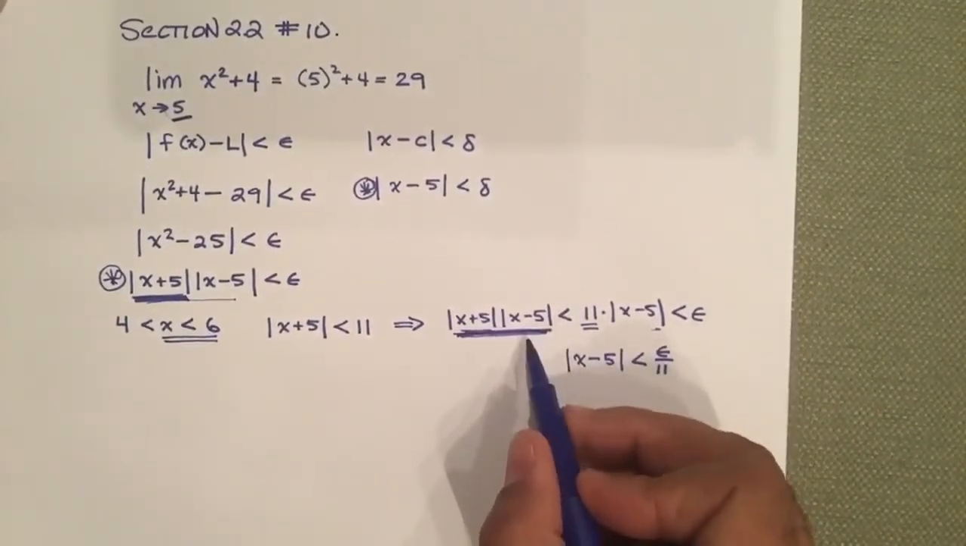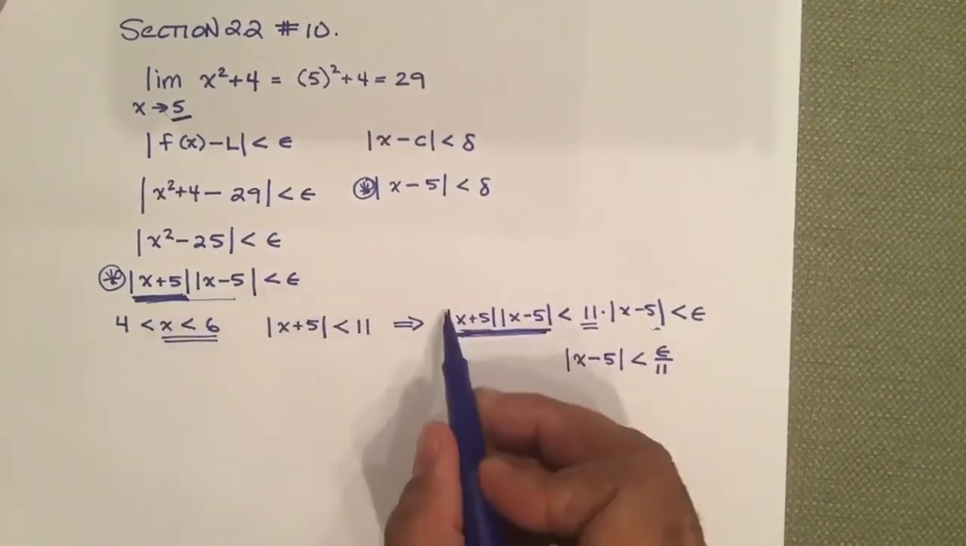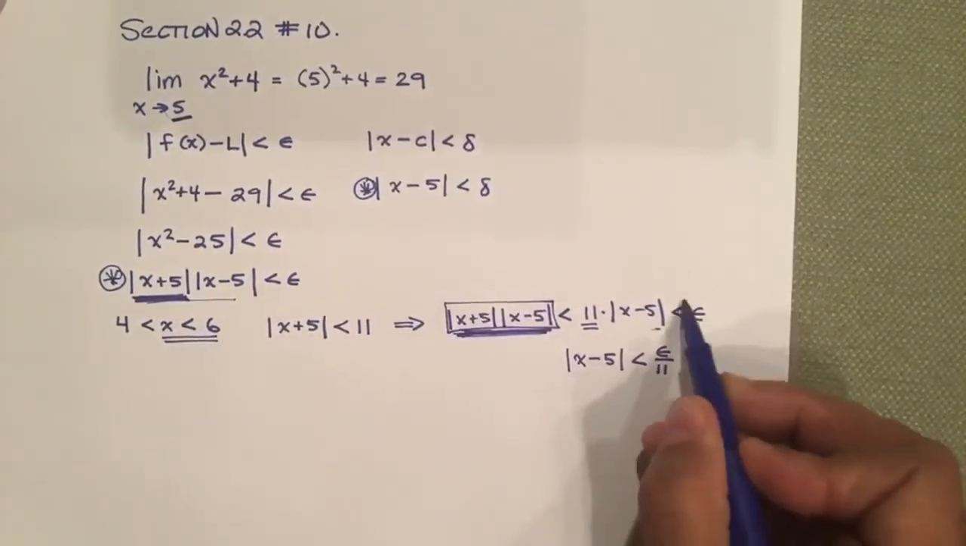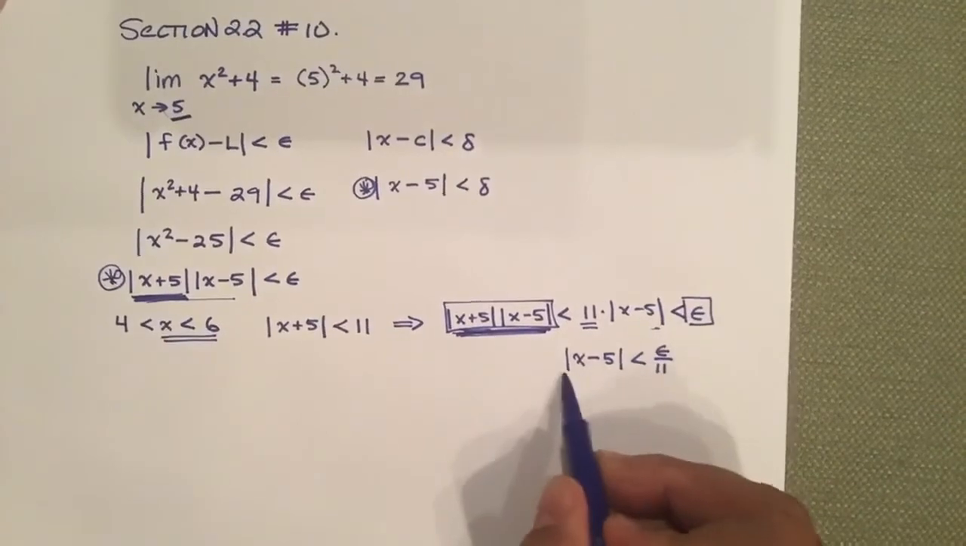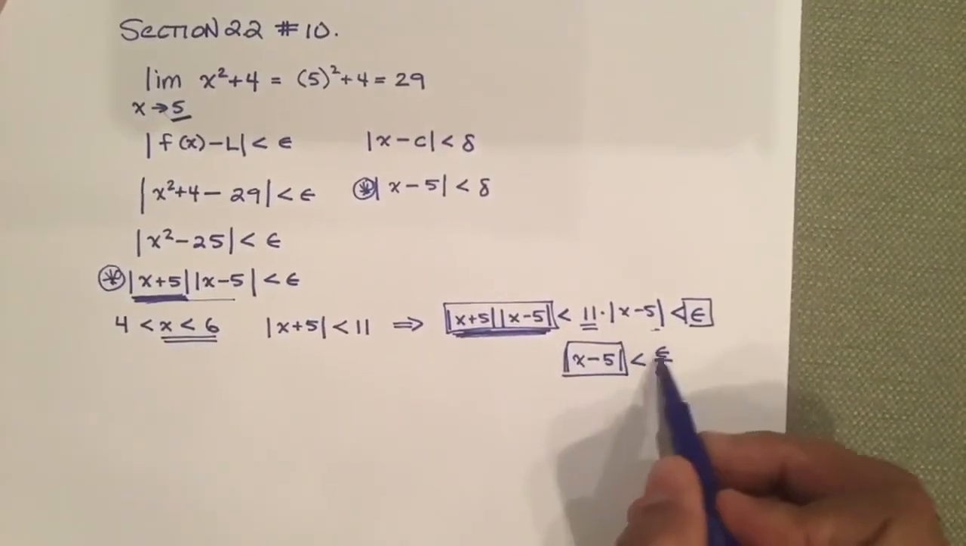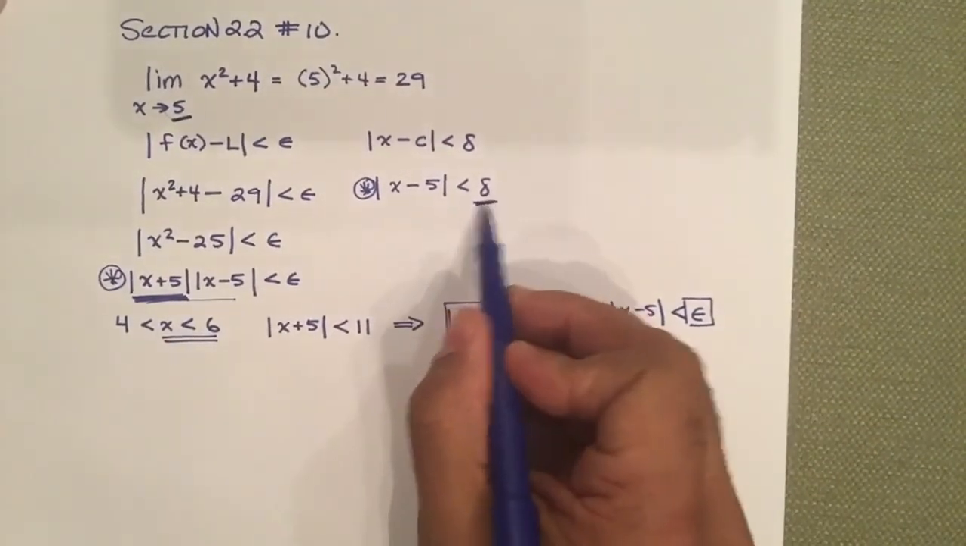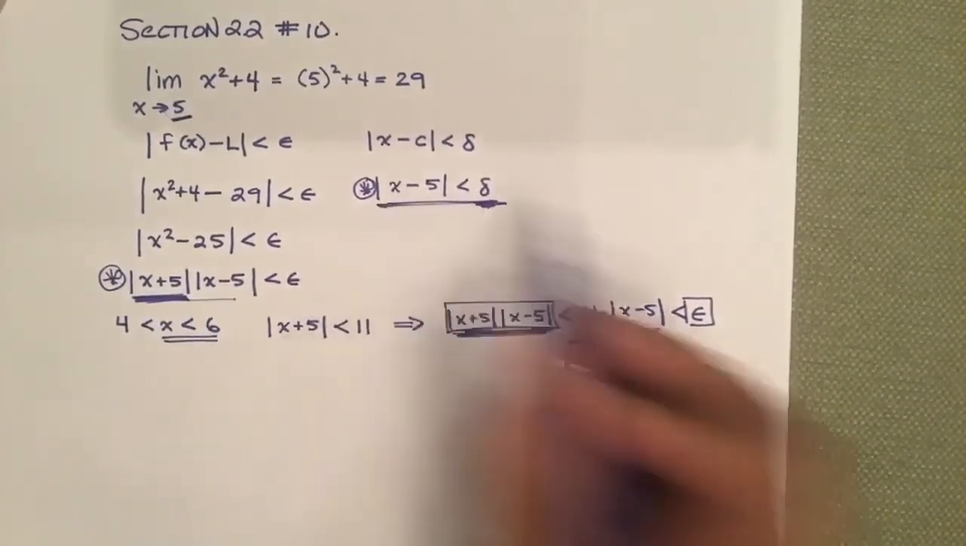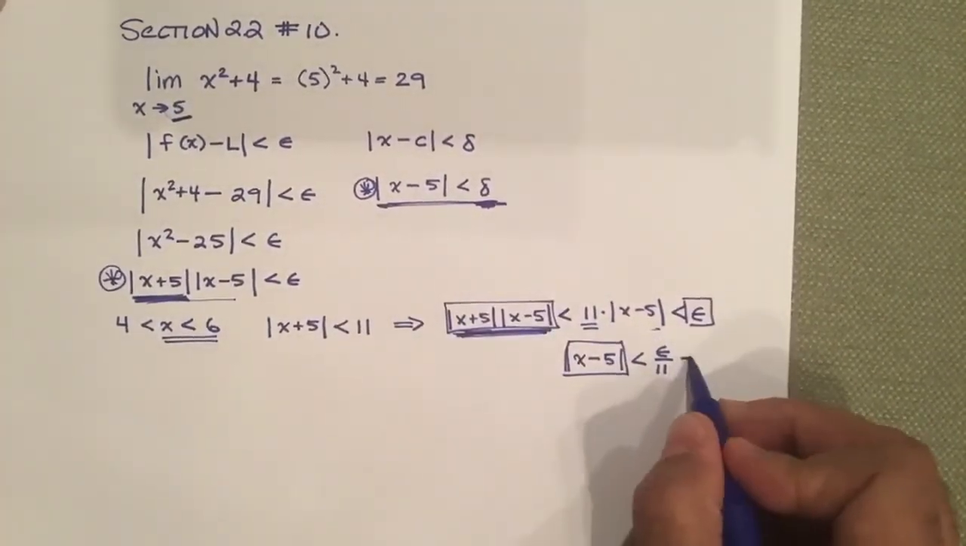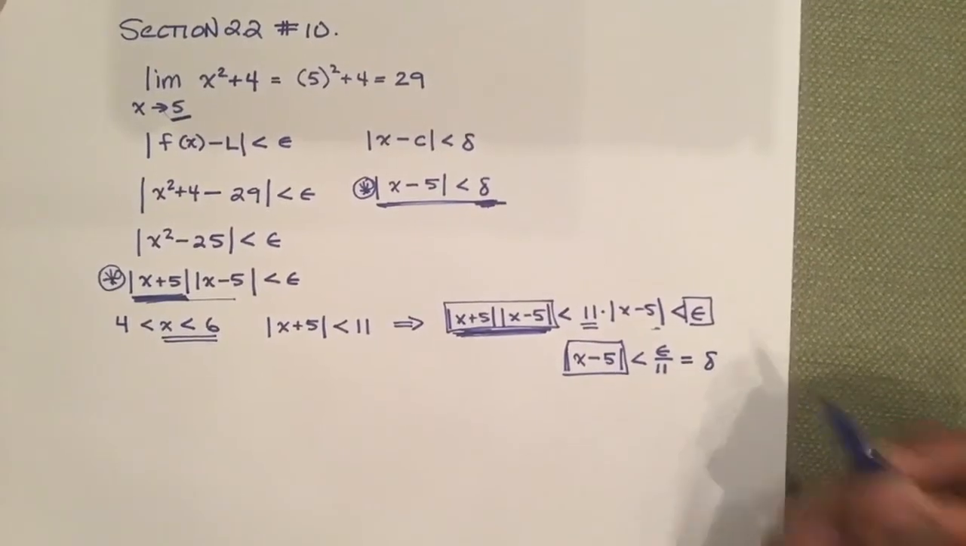So what we have done here is we've linked the fact that this part is less than epsilon to the fact that the absolute value of x minus 5 is less than epsilon divided by 11, and epsilon over 11 is our delta, right? So we've linked the two together, which is what we're always supposed to do. That's the idea of the proof.